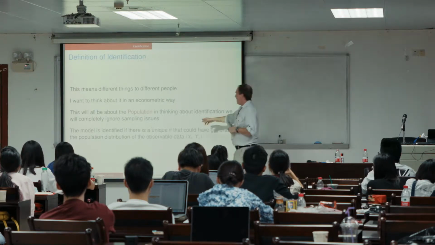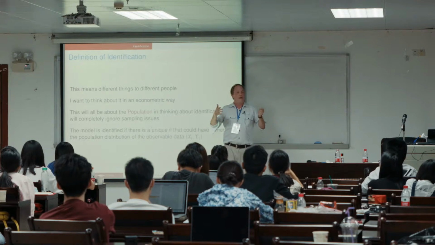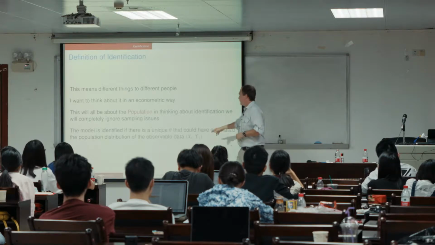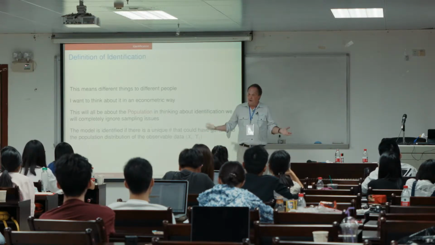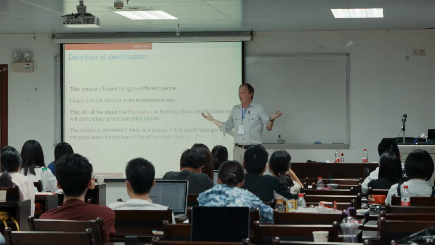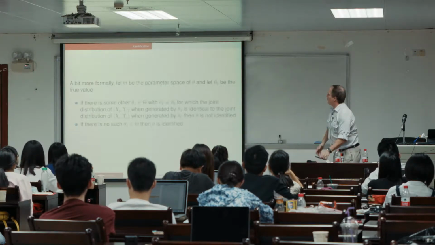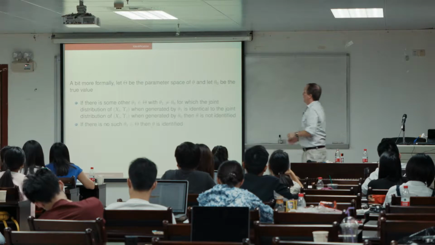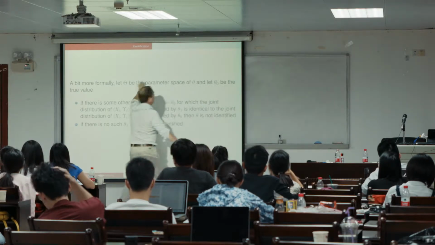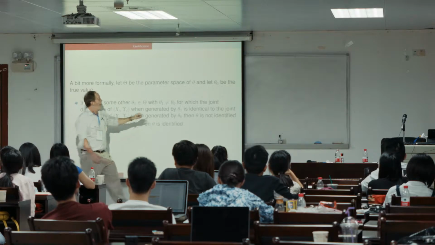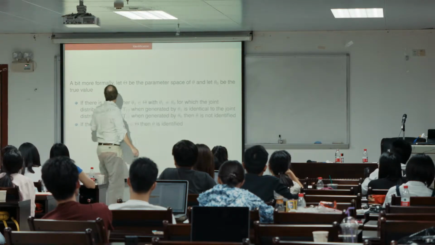If there's a unique value of theta that could have generated the data, then the model is identified. If there are more than one values of theta that could have generated the data, then the model's not identified. Okay? That's all that it is. So here's a slightly more formal version of this. Let capital theta be the parameter space of theta. So theta is some value within this. Let theta naught be the true value.